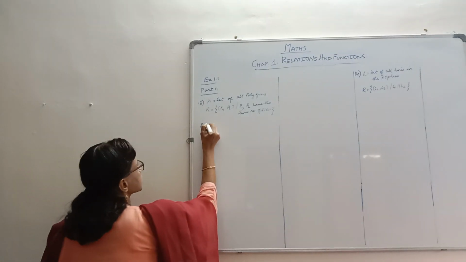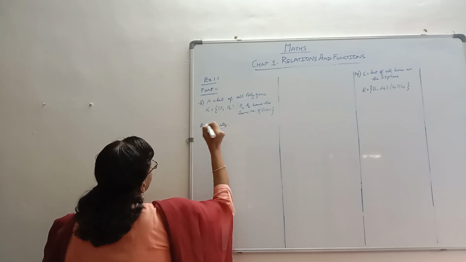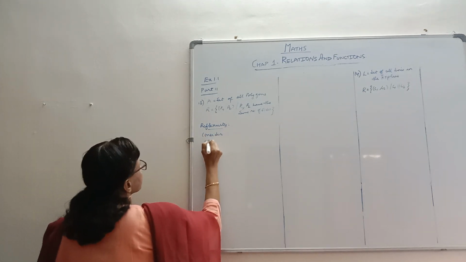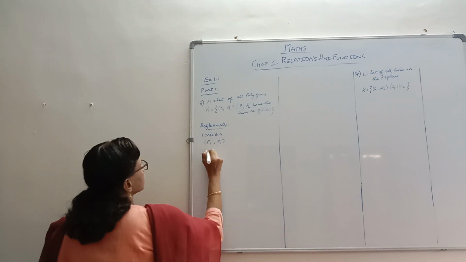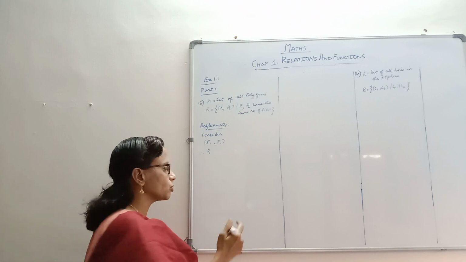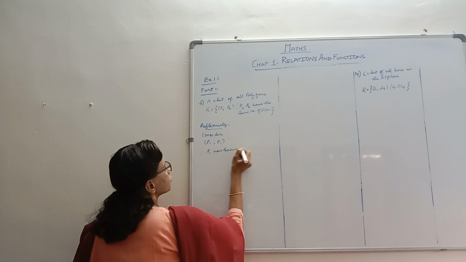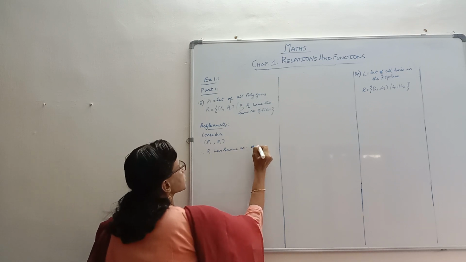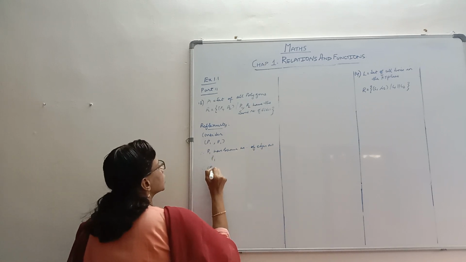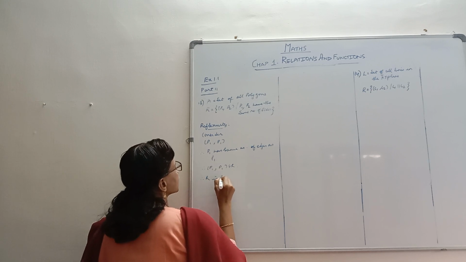First let's take reflexivity. We will always consider P1. Now, a polygon will have the same number of edges as itself, right? It's quite trivial. So P1 has the same number of edges as P1. Therefore, P1 comma P1 will belong to R. So R is reflexive.